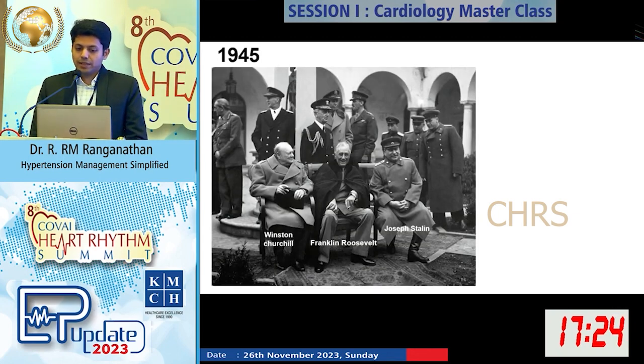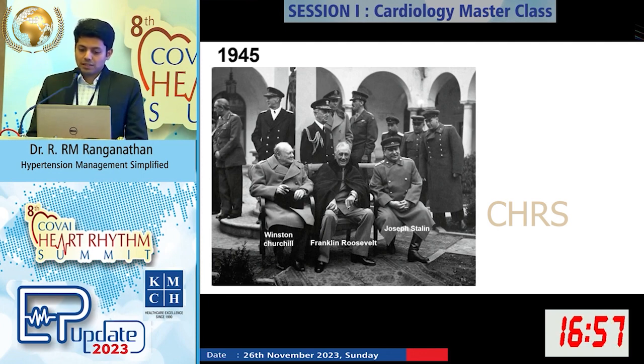This picture was taken in the year 1945. It is a very important picture in the context of this presentation. You can see three very important personalities here in this picture. On the left is Winston Churchill. In the middle is Franklin Roosevelt, who was the US president then. And then on the right is Joseph Stalin. All three of them had one thing in common. All of them died because of hypertension-related complications.